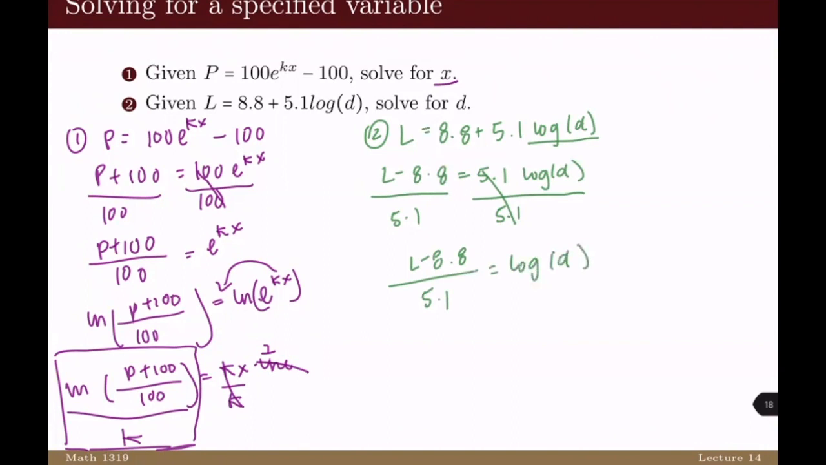Now you may be wondering, well, when we had an x up here in the exponent, we took the natural log to get rid of it. So when it's in an exponent, we can take the log. What about when it's in the log? It's a good question. So we can remember that a log is just base 10. A log without a number is always base 10. So if I raise each side to the 10, I have 10 to the L minus 8.8 over 5.1 is going to equal d.